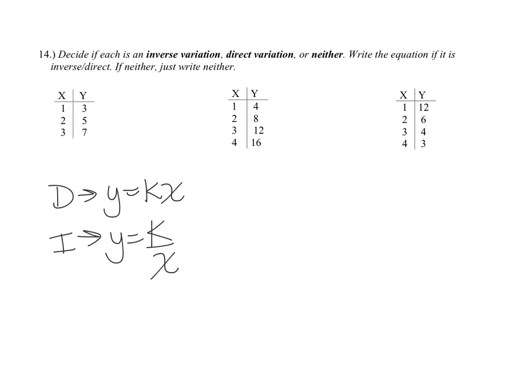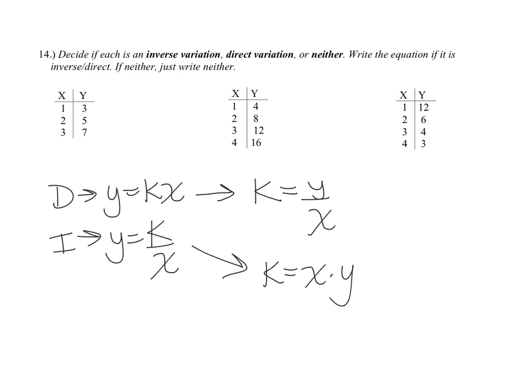So look at this equation for direct. To find the constant, remember the constant is going to be y divided by x, right? Because you just divide to get k alone, you divide by x. So that's how you find the constant with direct. For inverse, you're going to multiply. To get the constant, you're going to multiply x times y.